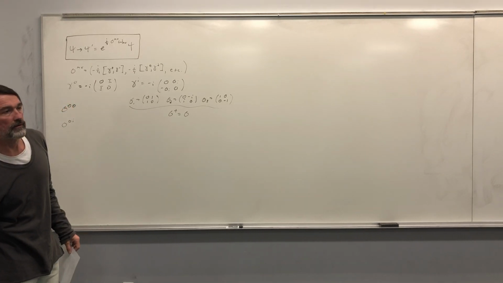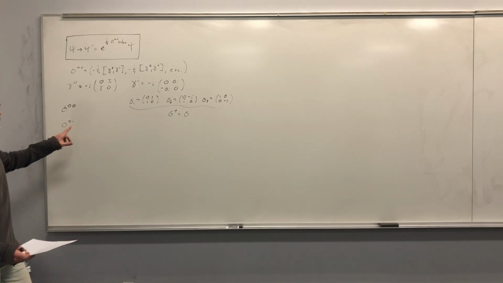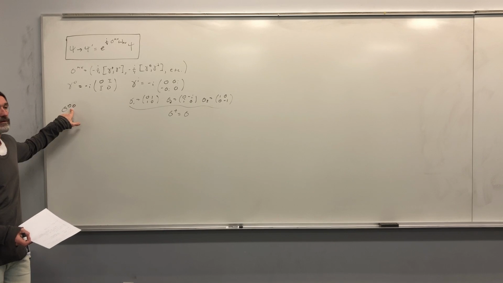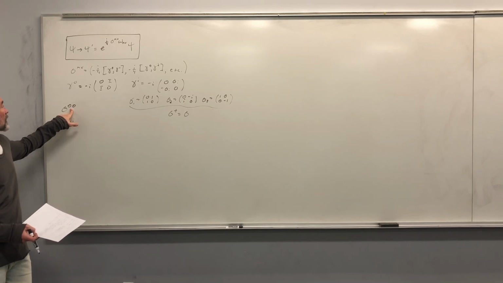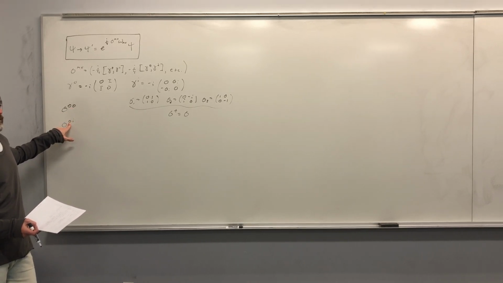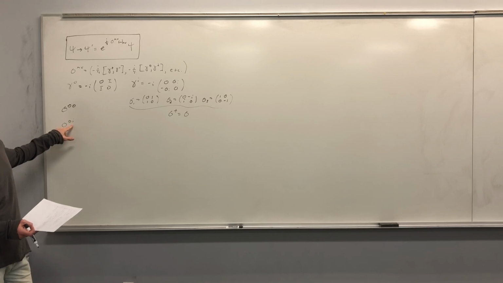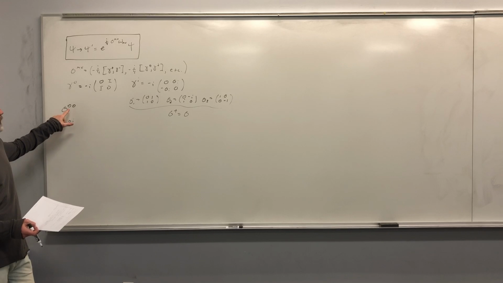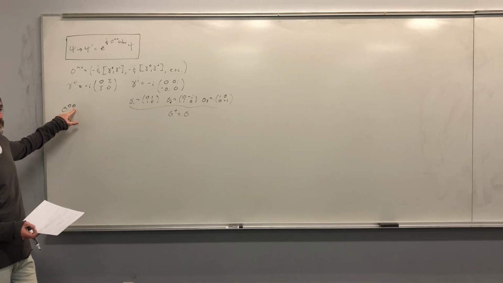Caleb? I'm going straight to sigma 0i. What about sigma 0,0? Say the beginning again. I'm starting out with going to sigma 0i, where 0 is the time index and i is the spatial index. Why don't I start out with time and time indices?